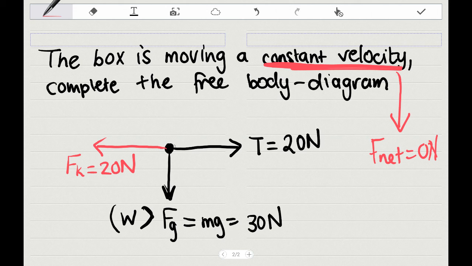But what about in our vertical plane over here? Well, if there's a gravitational force of 30 newtons, and if the box is on a surface, there will definitely be a normal force.